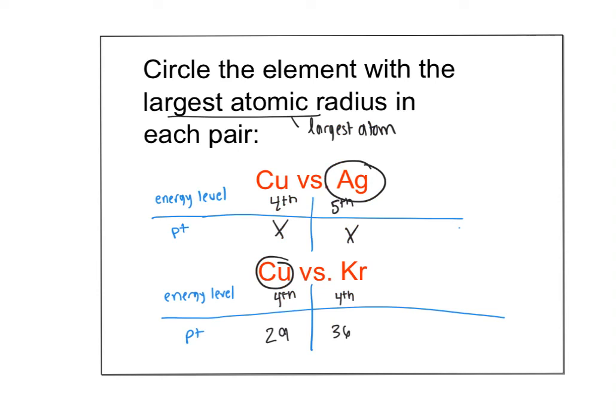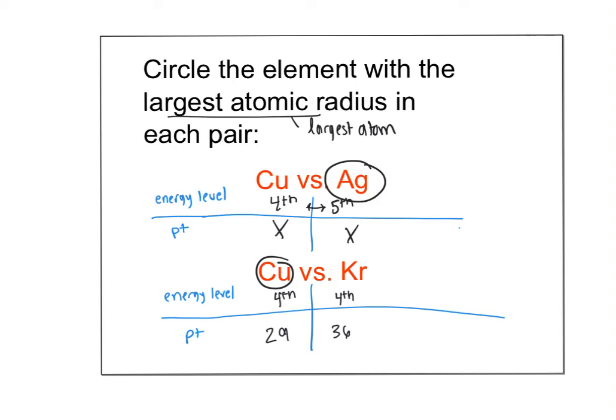All right, hopefully you paused the video. So, copper versus silver. I looked at the row, the energy level. Copper's in the 4th, silver's in the 5th. I did not need to look at protons because there's not a tie here. And so automatically the one with the bigger energy level, that's more rings, right? More longer leashes for the dog. So that makes silver the largest atom.